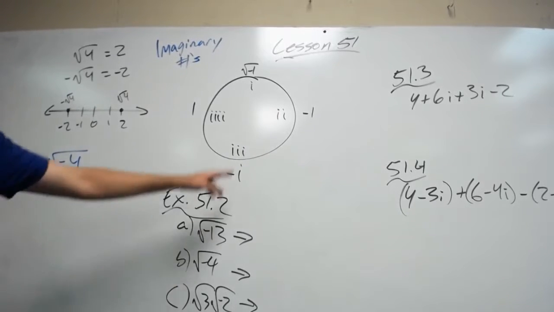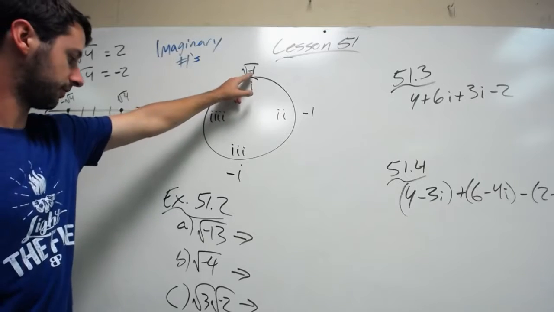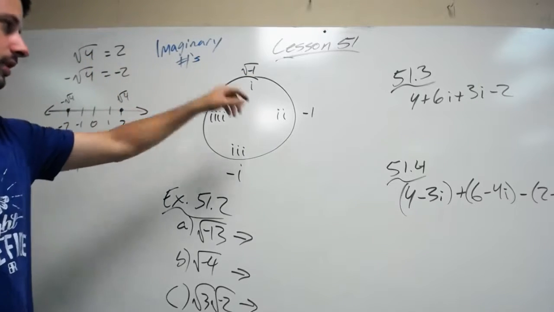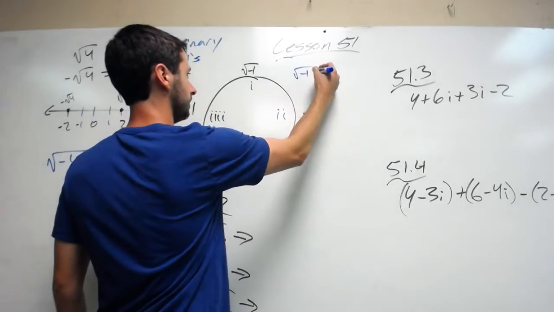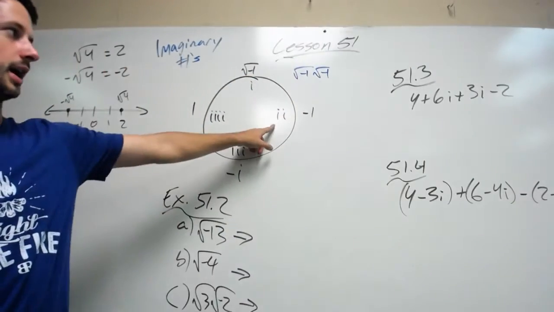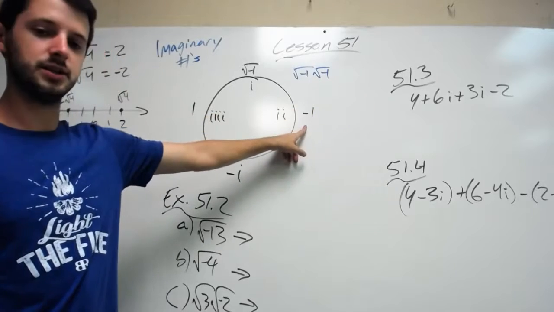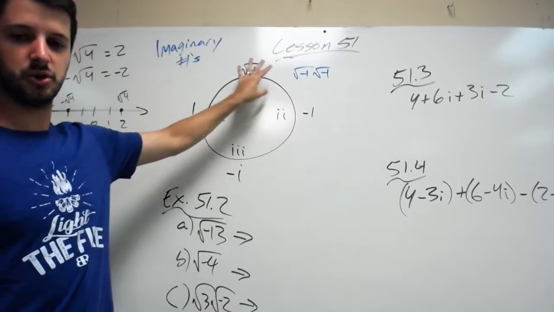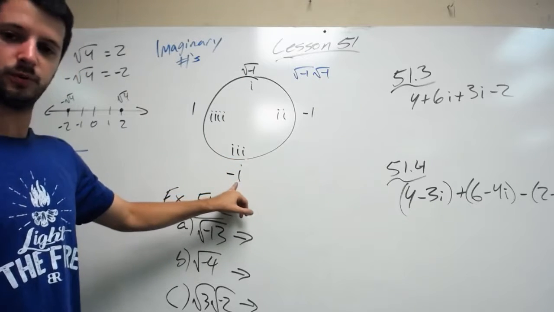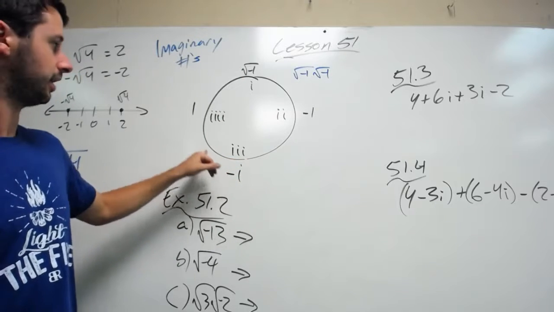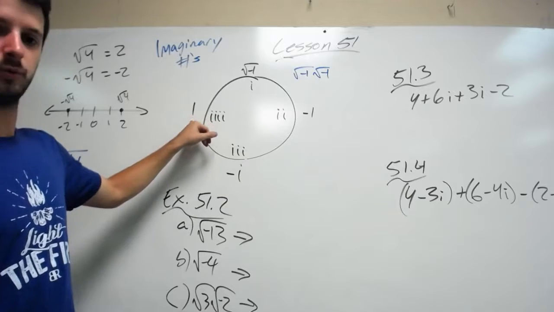So if i is square root of negative 1, what that means is square root of negative 1 times square root of negative 1, aka i times i, equals negative 1. And this is known as our wheel of i's here. So i cubed would be negative i, and then i to the 4th would equal 1.